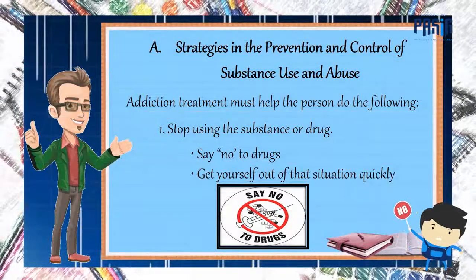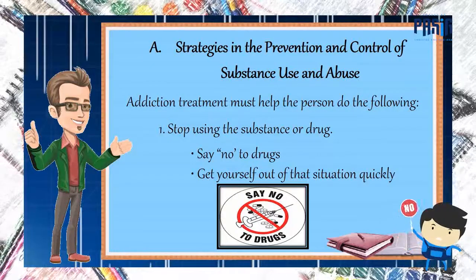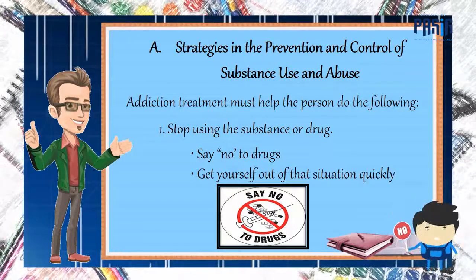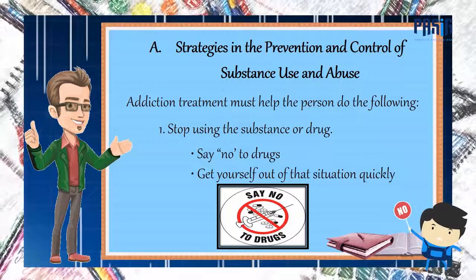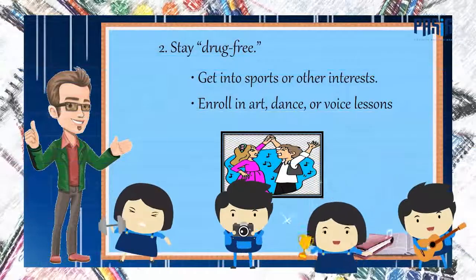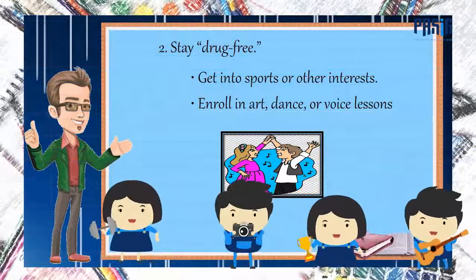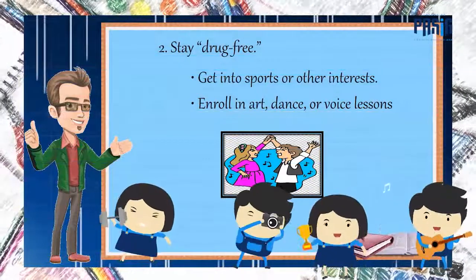Addiction treatment must help the person do the following. Number 1, stop using the substance or drug. Say no to drugs. Get yourself out of that situation quickly. Number 2, stay drug-free. Get into sports or other interests. Enroll in art, dance, or voice lessons.